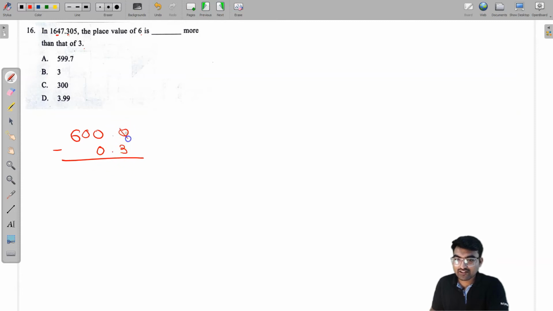So what will we get? 10, we have to borrow. 10 minus 3 will be 7. This will be 599. Correct? So 599.7 is the correct option. That is option number A. Correct?